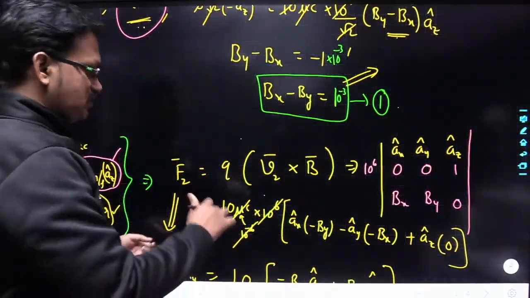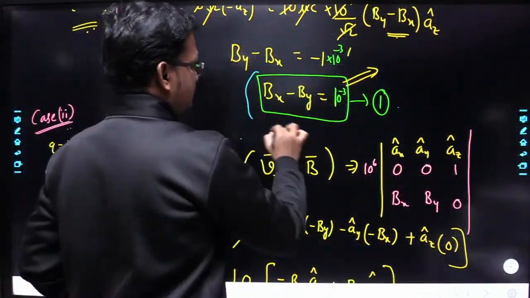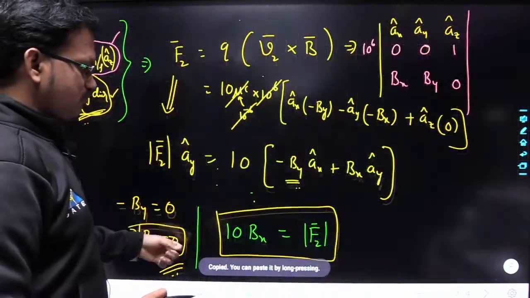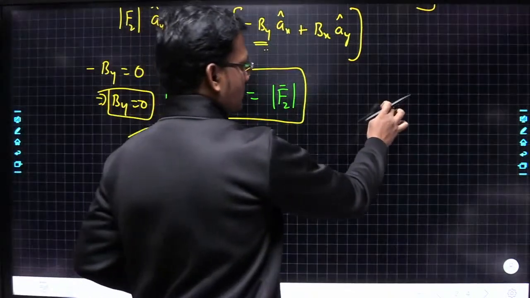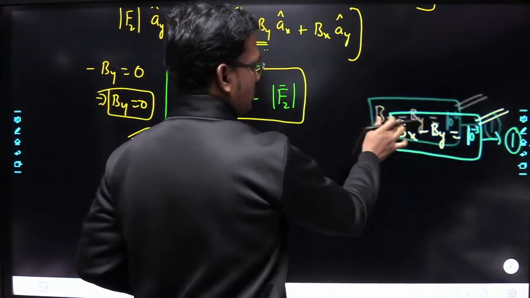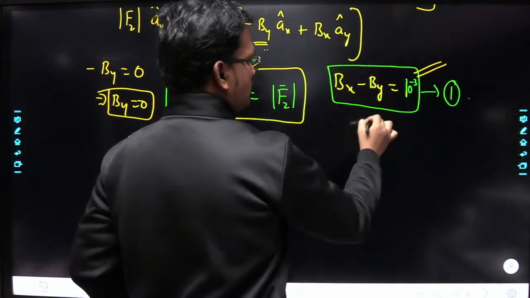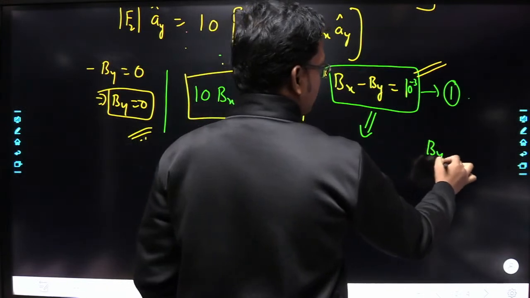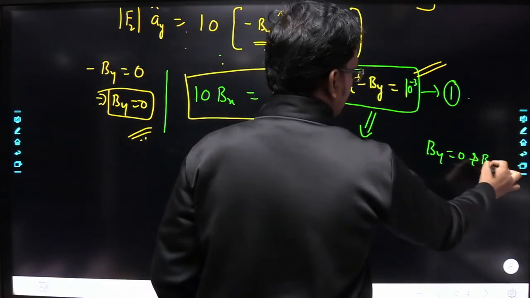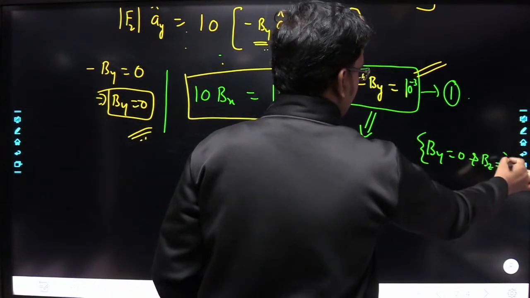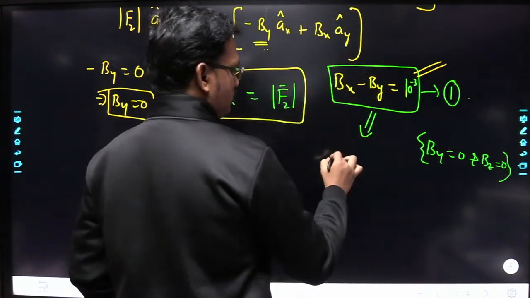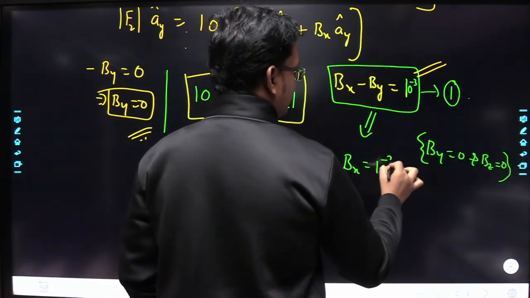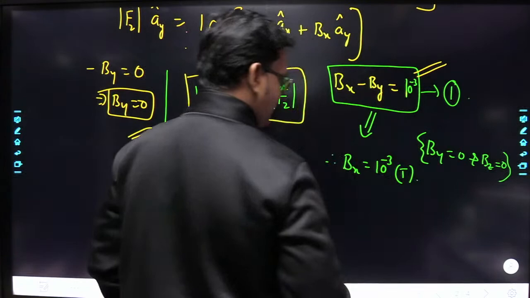So now from this equation, what are you going to get here? We know that By is equal to 0, and also we got Bz is also equal to 0. Understood? So only Bx is going to be left out. Therefore Bx is equal to 10 to the power of minus 3 Tesla.